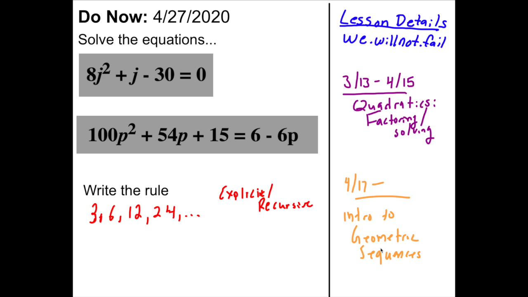Okay, so what I have for you is these two equations. The first one is 8j squared plus j minus 30 equals 0. And the second is 100p squared plus 54p plus 15 equals 6 minus 6p. So you need to solve those, finding any values of j or p that make the equation true. And then I need you to write a rule that goes with the sequence you see here: 3, 6, 12, 24, and so on.